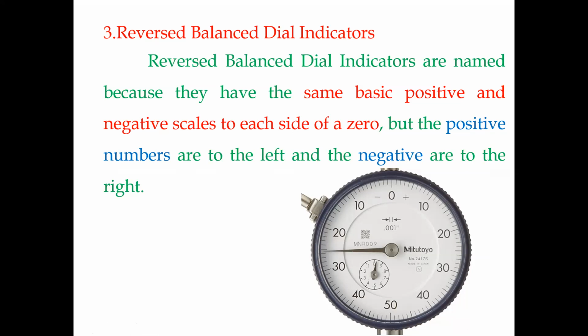In the case of balanced dial indicators, positive figures are to the right and negative figures are to the left. But in the case of reversed balanced indicators, negative figures are to the right and positive figures are to the left. But in the dial, positive is given to the right. There is a correction: this plus is to be here and minus to be here. Again, in all the indicators, there exists a revolution counter.